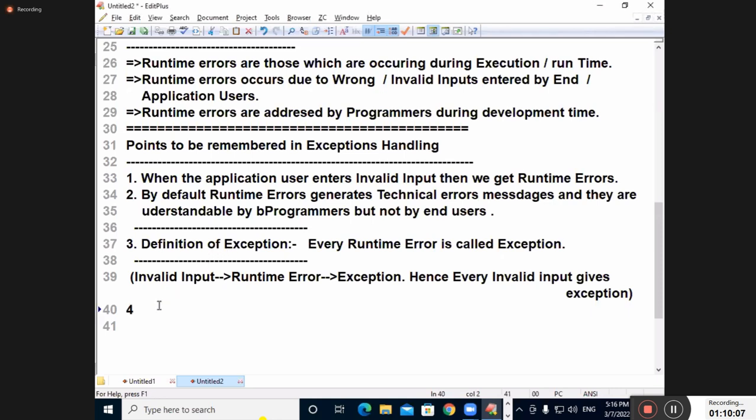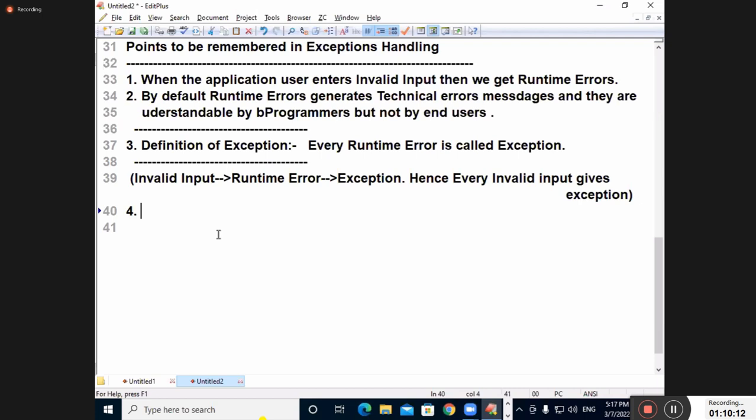Coming to the fourth point. Every invalid input gives exception. Reading Python notes well is called what input? Correct input. Valid input gives a job, a result. Am I correct? Not reading Python notes, what is it? Exception. Rocky, that is correct.